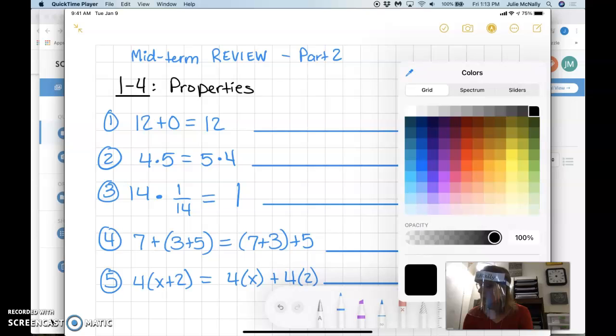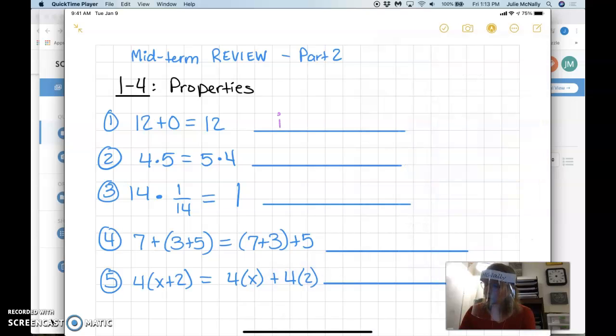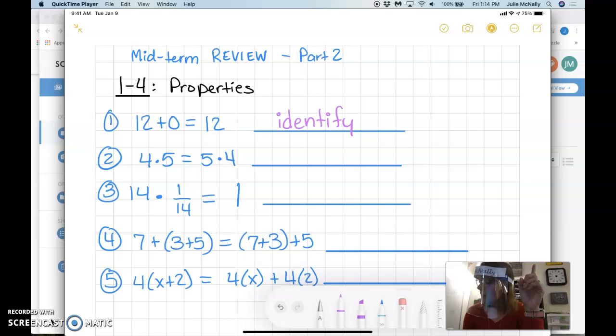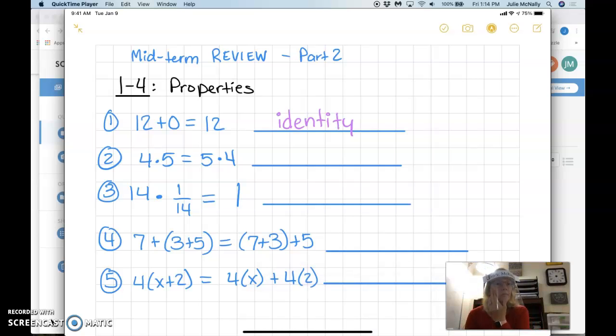No, but that was a good guess. What did you say? It would be 0. It would be the zero property if we were doing multiplication. But because it's addition, it's called the identity property. So zero property for multiplying, but identity when it's plus 0.